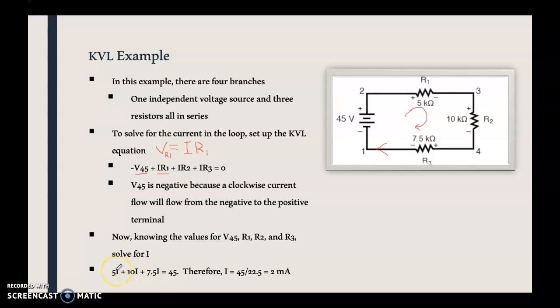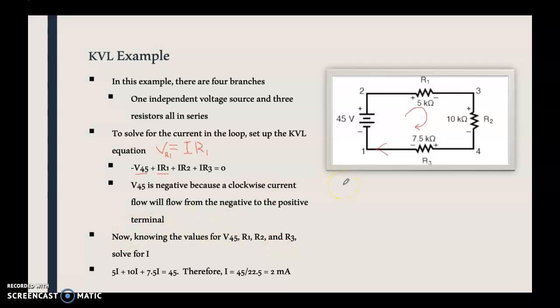So we'll have 5 times I, because of the 5 kilo ohm in R1, plus 10I plus 7.5I is equal to 45, because V45 was equal to 45 volts, and since it was negative, when we moved it over to the other side of the equal sign, it became positive, and therefore I is equal to 45 over 22.5, which is roughly 2 milliamps.